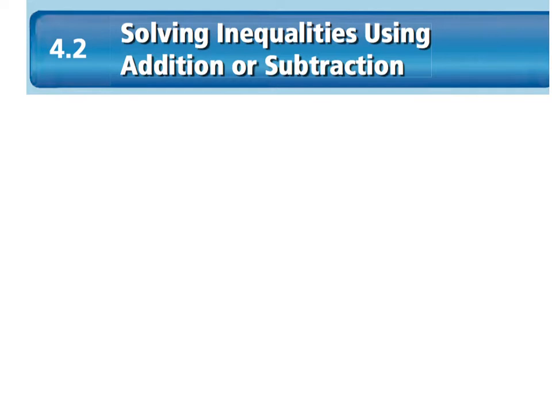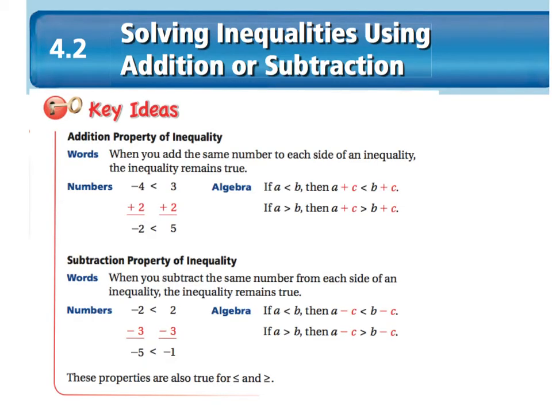So here's our key concept. Our key concept is this. We had the addition property of equality. We now have the addition and subtraction properties of inequalities. All it says is the same thing. You don't need to write this down. Let's just use common sense. If you add a number to both sides of an equation, that's the addition property of equality. If you add the same number to both sides of an inequality, then it's the addition property of inequality.